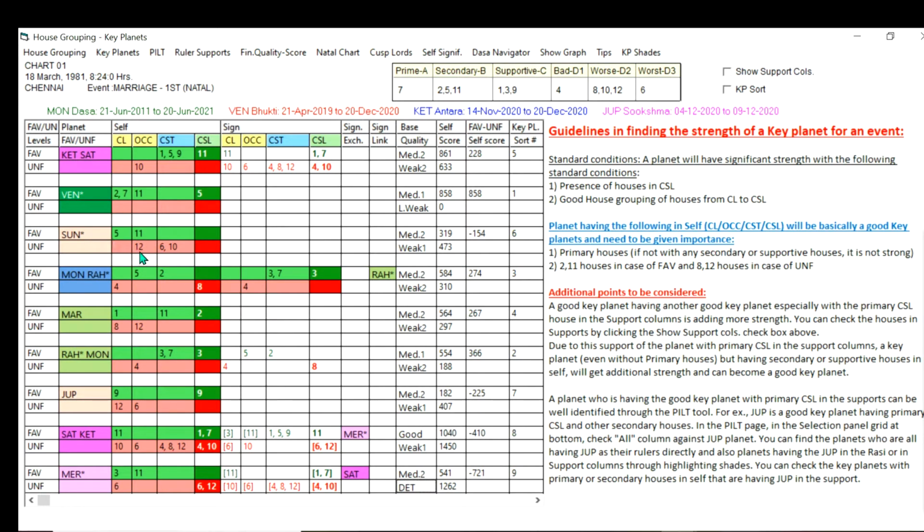Sun is 5 and 11, but unfavorable 12, 6 and 10 are there, so not good. So it has got a light red color. Moon is blue color, the dark blue, grayish blue. It means that it has got both favorable and unfavorable.